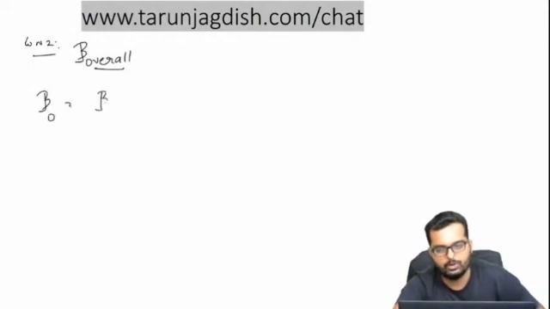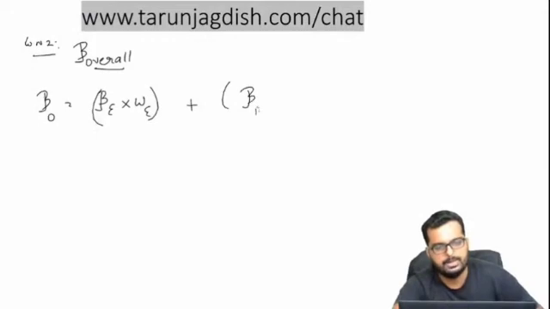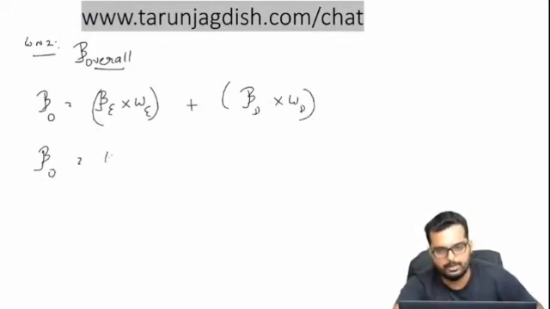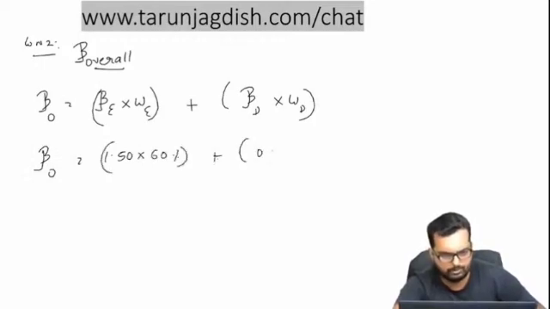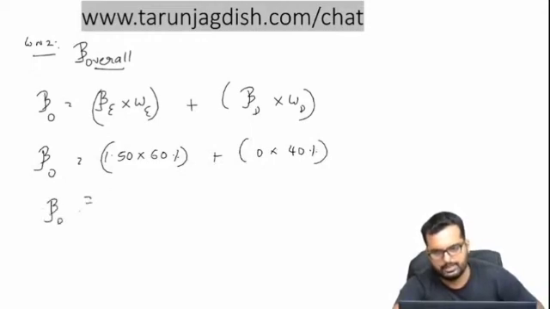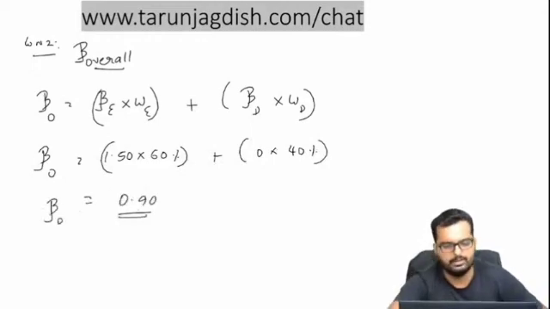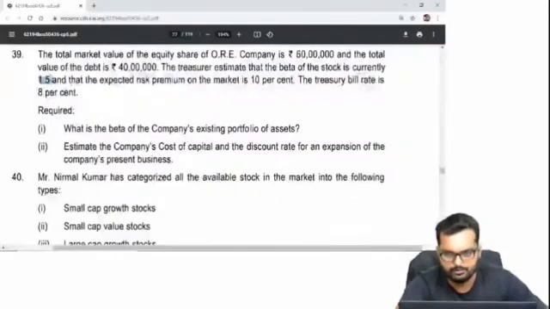Beta overall is equal to beta equity into weight of equity plus what? Beta of debt into weight of debt. So beta overall would be 1.5 into 60%. Beta of debt is always 0, 0 into 40%. So do I get the beta overall as 0.90, friends? Can you write down this in your books now, all of you?